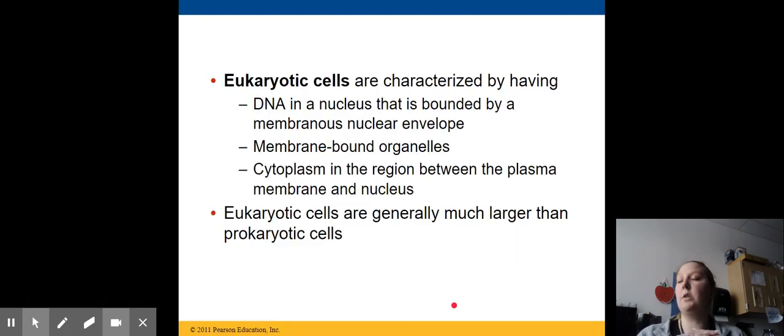Eukaryotic cells are much more complex. They are categorized by having DNA in a nucleus that is bound by a membrane. They have membrane-bound organelles, and the cytoplasm is the region between the plasma membrane and the nucleus and all other organelles. Eukaryotic cells are generally much larger than prokaryotic cells, and there is a theory that said eukaryotic cells were created when one or more prokaryotic cells were engulfed by each other.